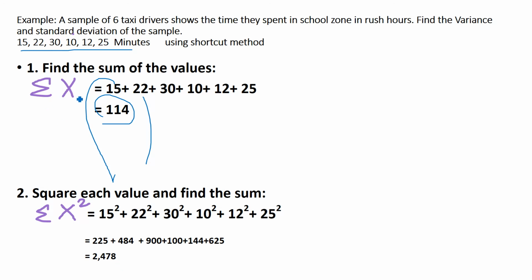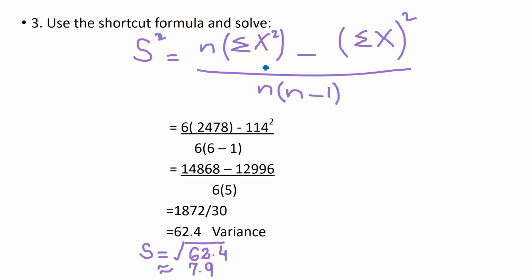This is summation of x, or sigma x. This is summation, or sigma x square, and then you have to put these values. So n is 6 because the sample size is 6 taxi drivers. This is square, so 2478, and this one 114 square. When we make the calculation, you will get 62.4 as the variance, and then the standard deviation.